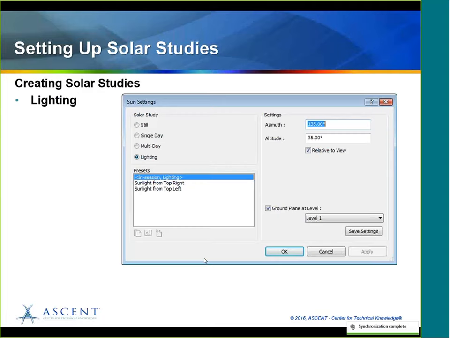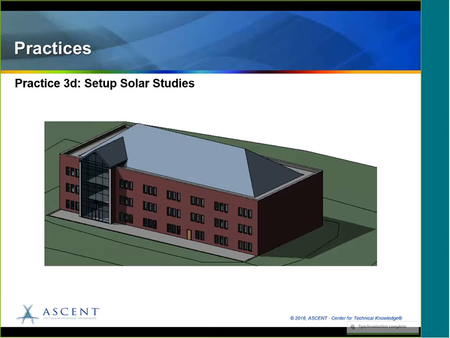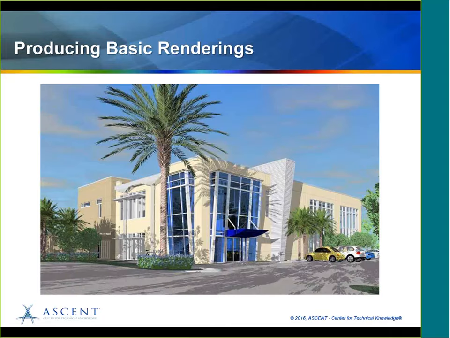And here's the sun studies, as I mentioned. And I've actually already come up to here. In our practice in the book, you will actually go through how to make a still study and a more active one. And so this practice actually includes making a variety of sun studies. But let's go on now to producing some basic renderings.